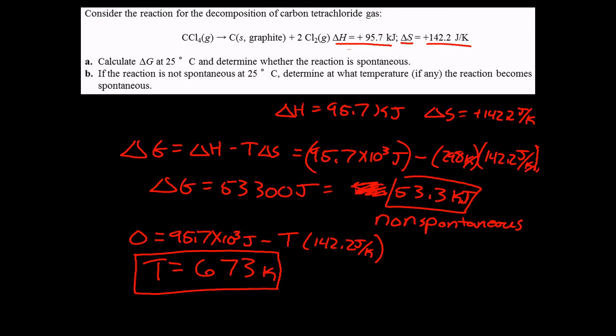So is it possible for this reaction to be spontaneous? Yes. You just have to get it above 673 Kelvin. Because remember, at 673, it's at equilibrium. That's when delta G is 0. That's at equilibrium. So we have to get it higher than that temperature. But if we can do that, then it will be spontaneous.